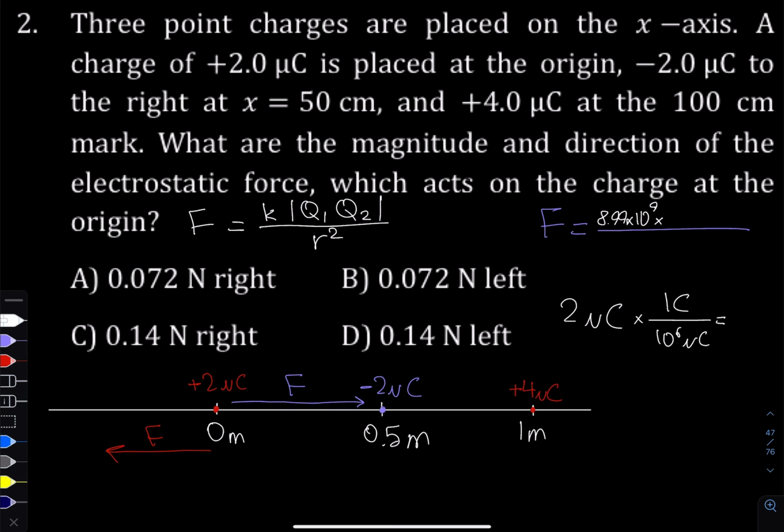So you just need to cancel these out. What you have to do is 2 divided by 10 to the 6 microcoulombs, which gives you 2 times 10 to the negative 6 coulombs for the charge, this one. Then for the other charge, it's the same thing, 2, same magnitude. And the distance between them is half a meter, so 0.5, and that has to be squared.